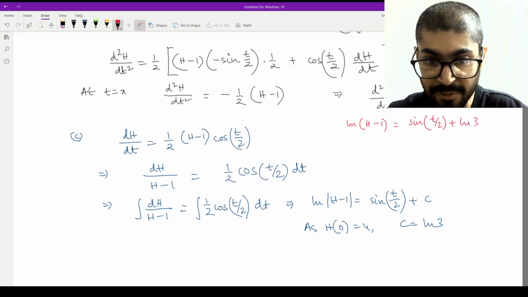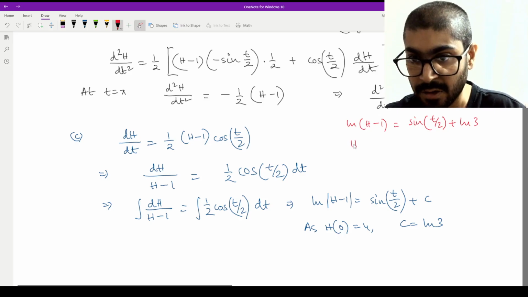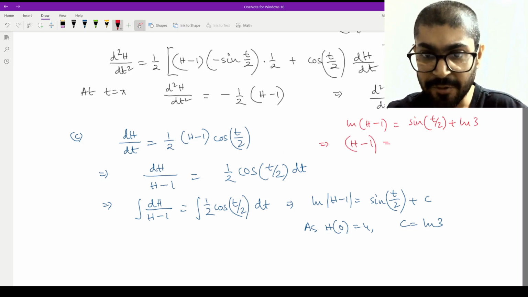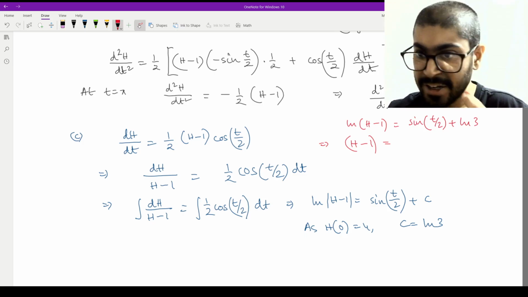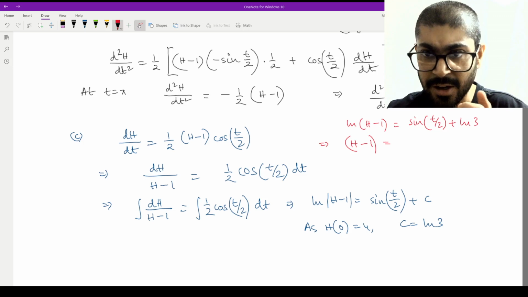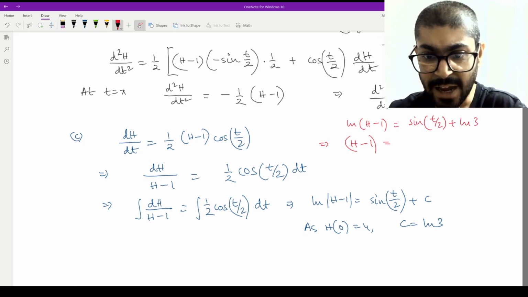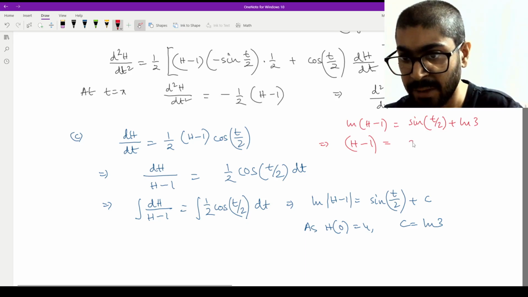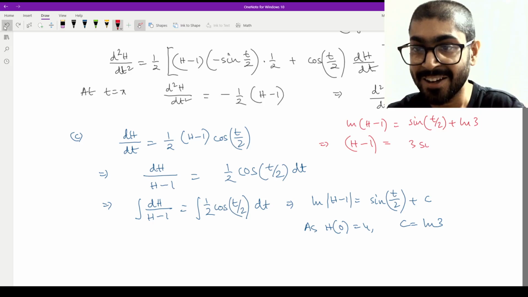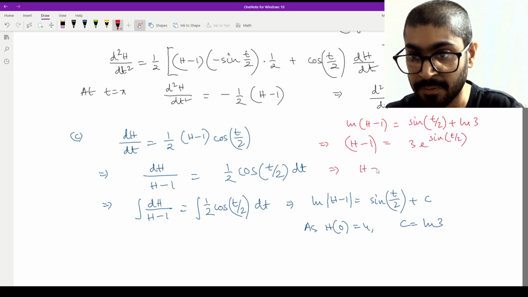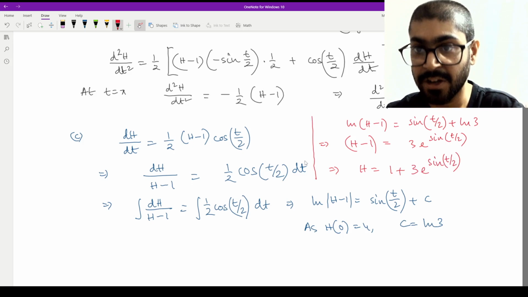So this will give me, after I take it as an exponent, h minus 1 equal to, I'm just taking e to the power on both sides, e to the power sine t by 2 plus ln 3. So that can be taken as a product, because if I have a to the power x plus y, that is basically a to the power x into a to the power y, right? So this can be written as 3 e to the power sine t by 2. And this will give me h equal to 1 plus 3 e to the power sine t by 2 as the solution of this particular equation.